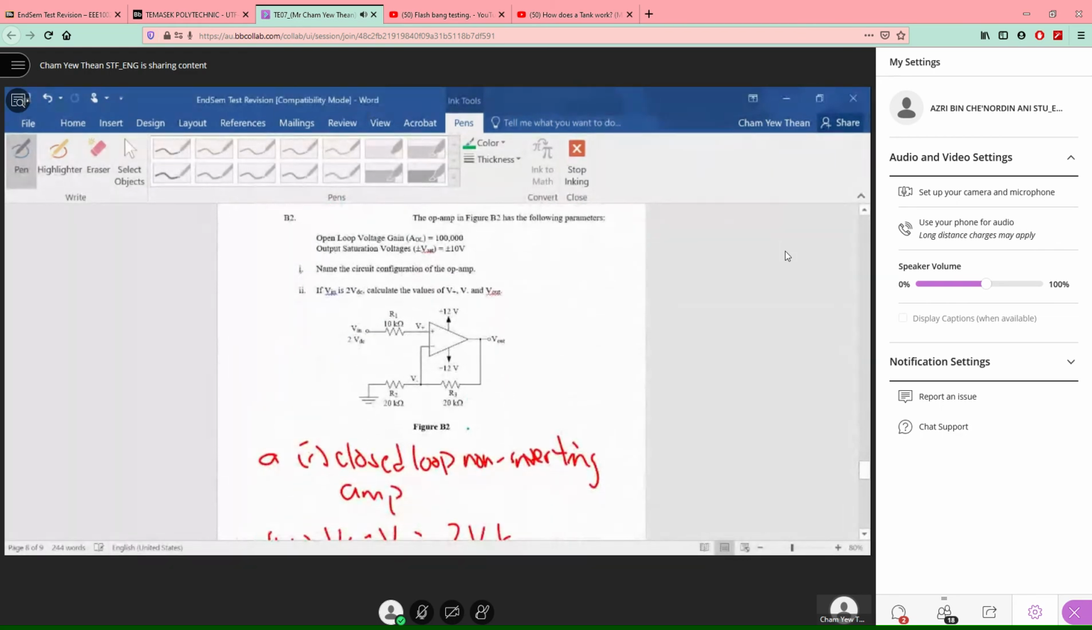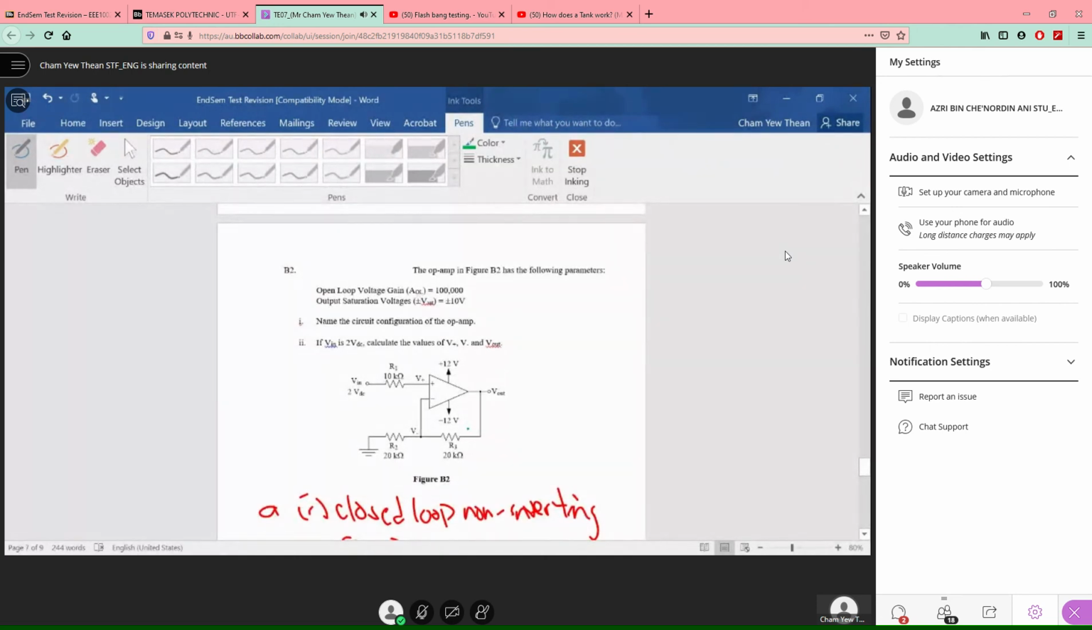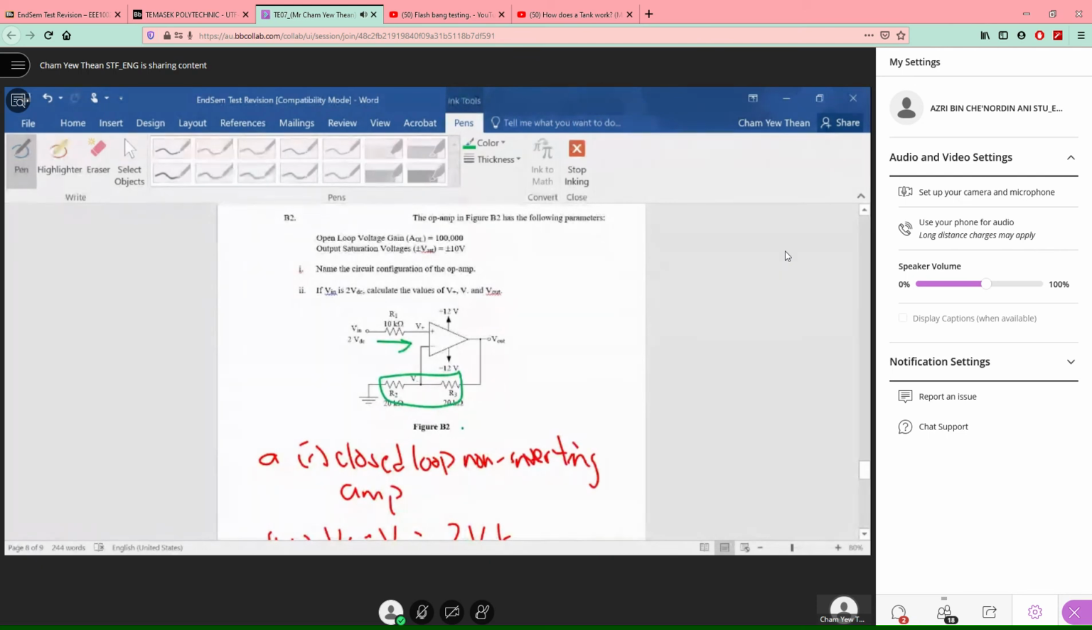The last question is quite simple. When you look at this configuration, what is it? The input signal goes in through the non-inverting input, and the feedback network is connected to the inverting input. So what is this configuration called? It is simply a closed loop non-inverting op-amp. With that, you immediately know the voltage gain is 1 plus R3 over R2.